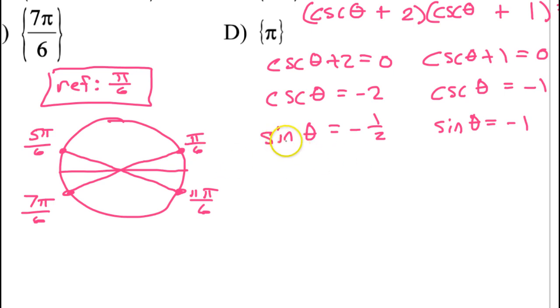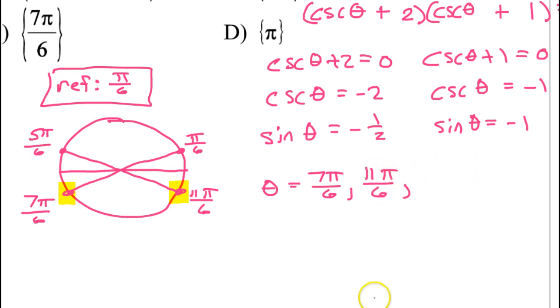Anyway, the sine in this case is negative 1/2. So at which 2 of these will sine be negative? Sine is a y value on the unit circle, so y values are negative down here. So the sine of either one of these will be negative 1/2. These are 2 solutions. So we have theta is equal to 7 pi over 6 or 11 pi over 6.